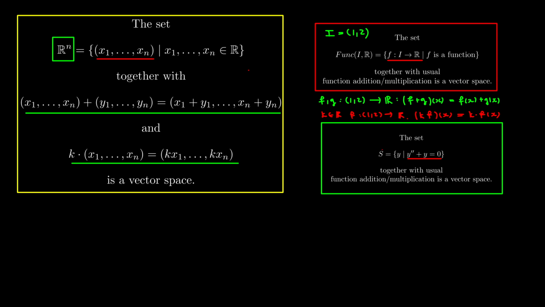So for instance, sin x, you can check, is an element of the set. Sin x exists in the set. Why? Because if I take y double prime plus y, this is going to be negative sin x plus sin x, which is equal to 0.